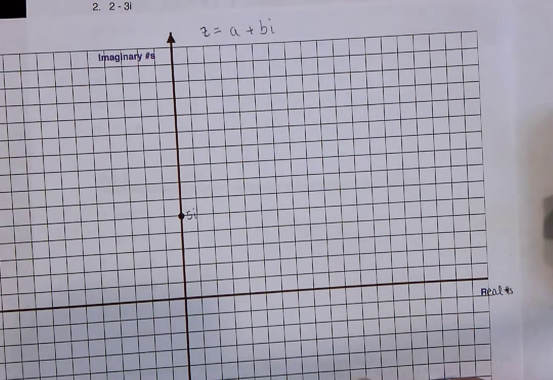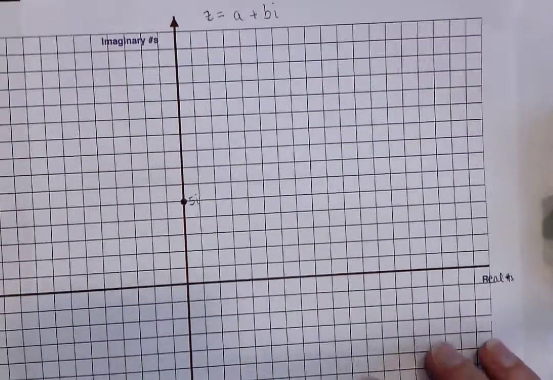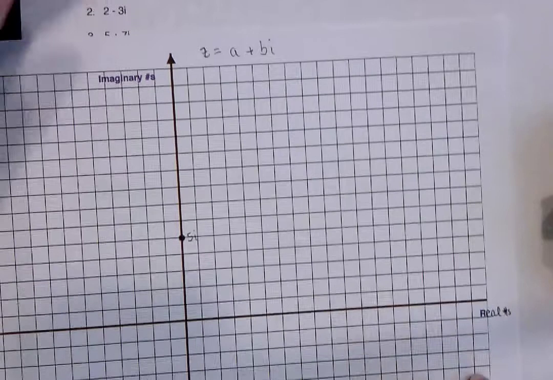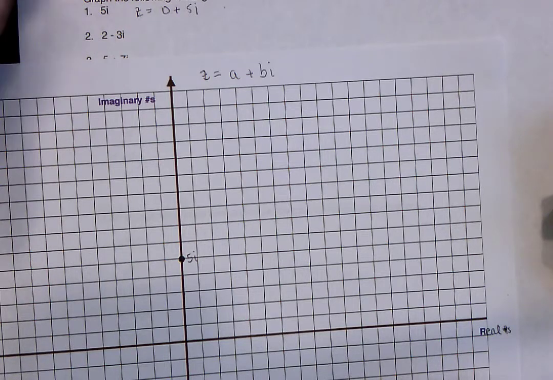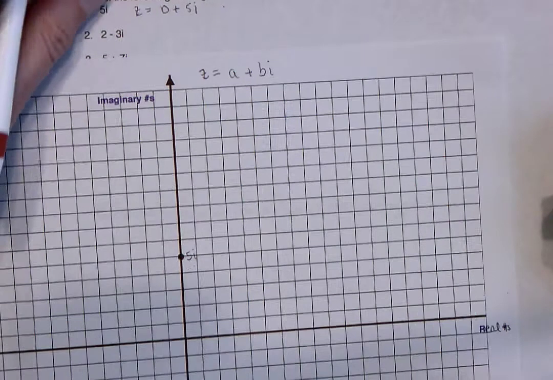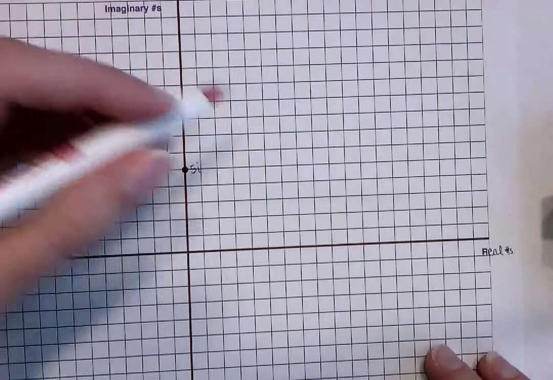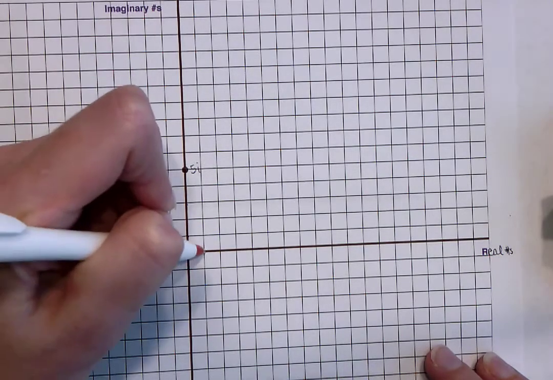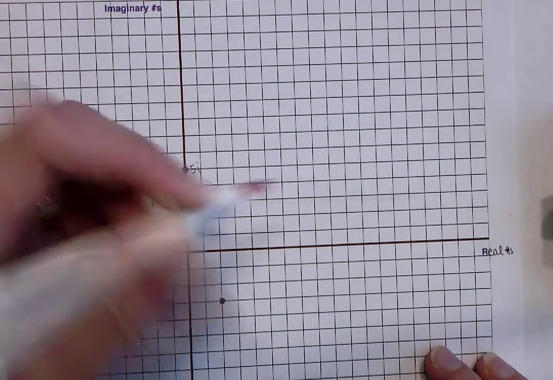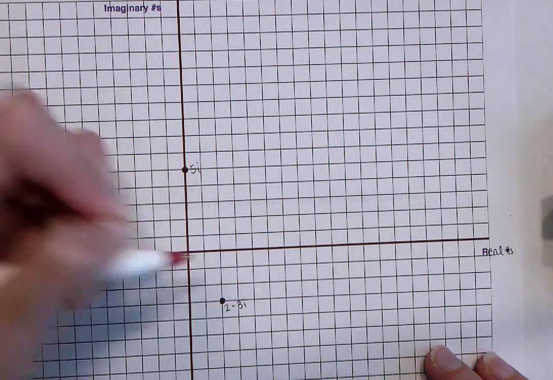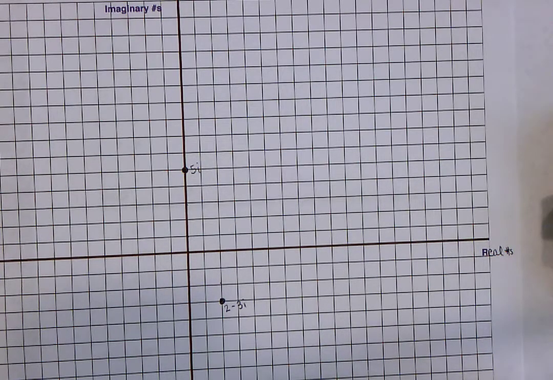Nice and easy. The next one is 2 minus 3i. Again, you can see that for this point, it has a real value of 2 and an imaginary part, negative 3i. So I'm going to graph it like (2, -3). Starting from the center, I go over 2 and down 1, 2, 3. So there's that one, 2 minus 3i. Okay, so that's really all for that first part.